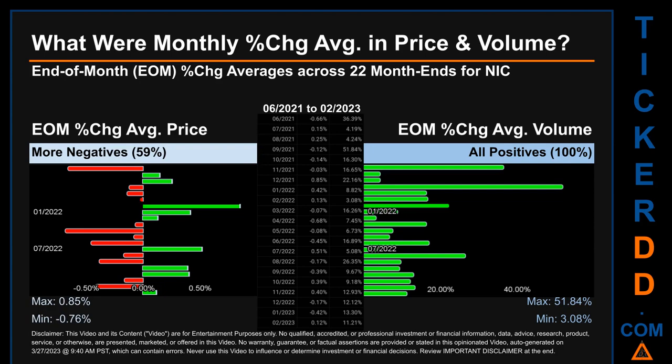From 06/2021 to 02/2023, out of 22 month ends, 13 had a negative percentage change in average price. Meaning 59% of month ends saw a negative percentage change in average price. In terms of volume, 22 out of 22 month ends had a positive percentage change. That is 100% of month ends saw a positive percentage change in average volume. Price saw an end of month max of 0.85% in average percentage change along with a minimum of minus 0.76%. For volume, the maximum and the minimum monthly percentage change were respectively 51.84% and 3.08%.